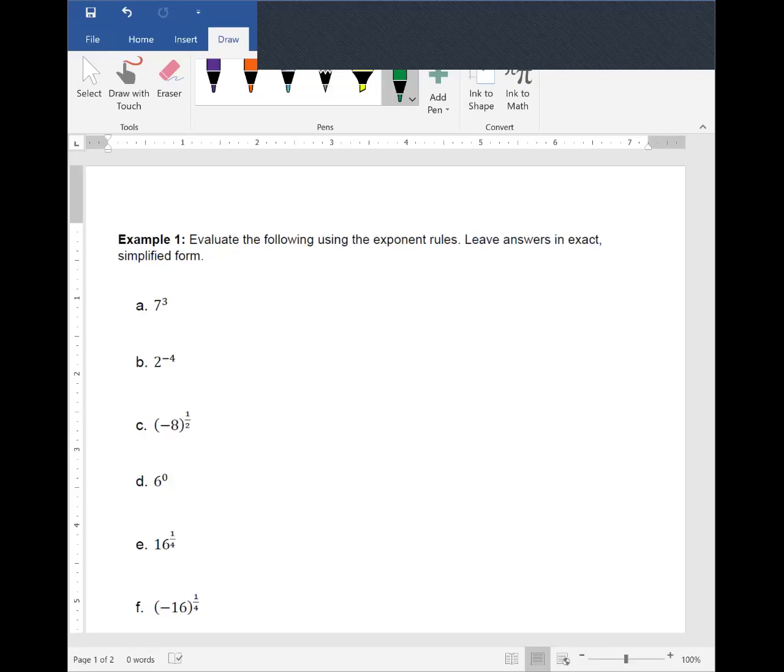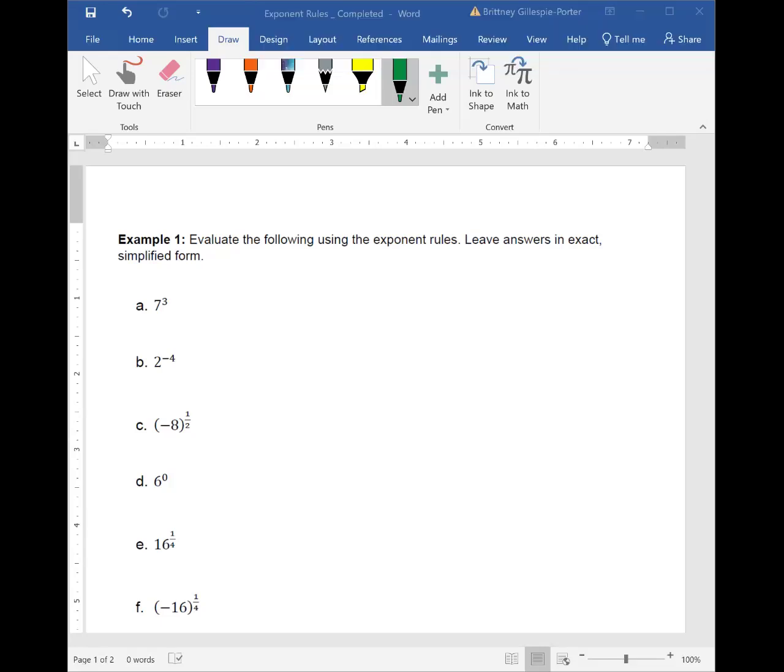Okay, let's put some of those exponent rules that we just learned into practice. And we want exact simplified form for our answers. When we have 7 cubed, that's equal to 7 times 7 times 7. But mathematicians being lazy, we're like, I don't want to write 7 3 times. So we make it 7 cubed.